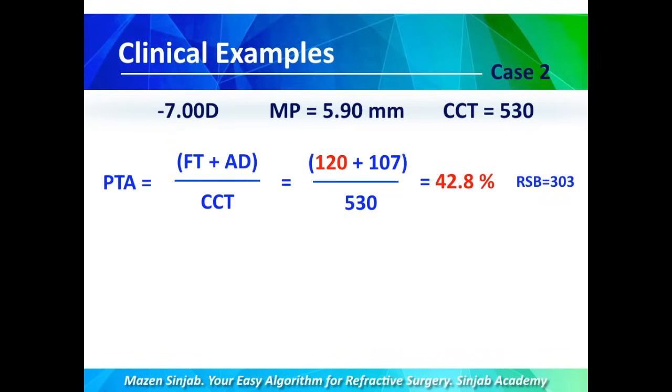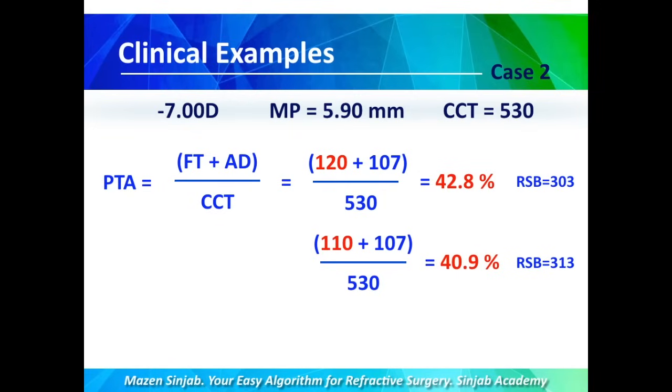And if we calculate the PTA for a flap thickness of 120 microns, it will be above 40%, which is not acceptable, although the residual stromal bed is 333 microns. And if we reduce the flap thickness to be 110, still the PTA is above 40%, although the residual stromal bed is 313. But if we make the flap thickness to be 100 microns, then the PTA will be accepted and the residual stromal bed will be 323 microns.